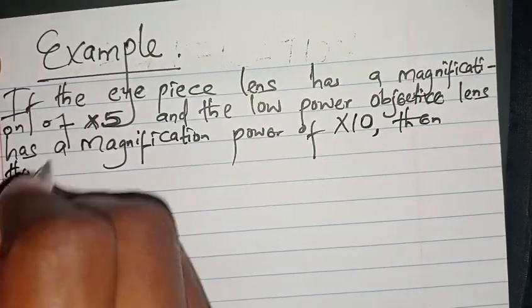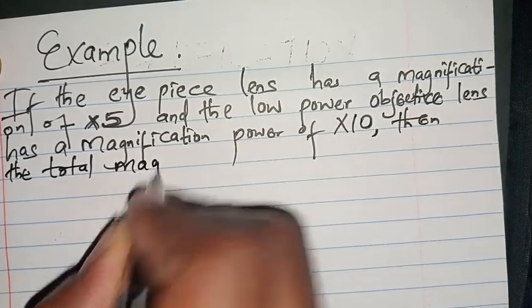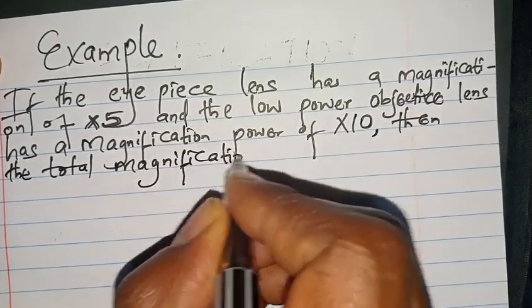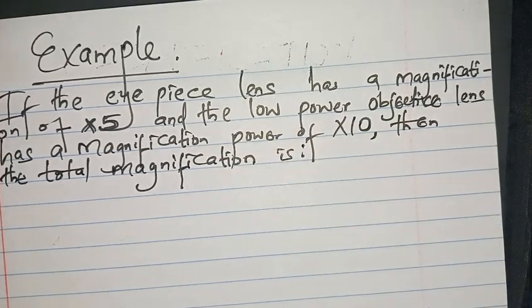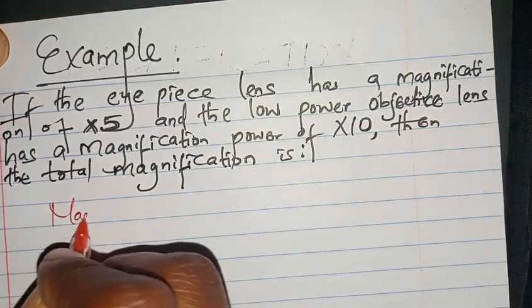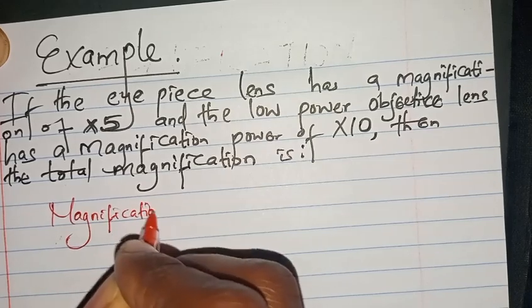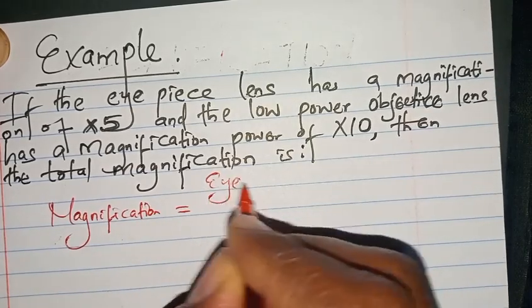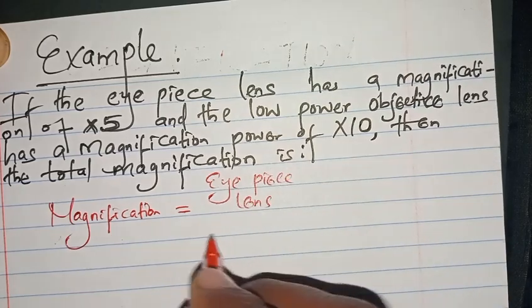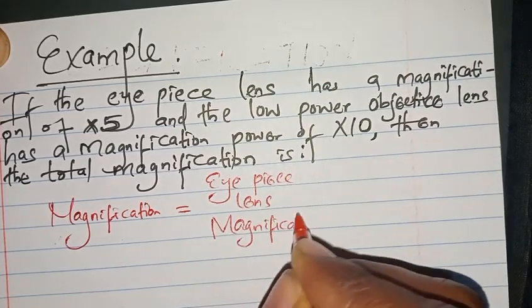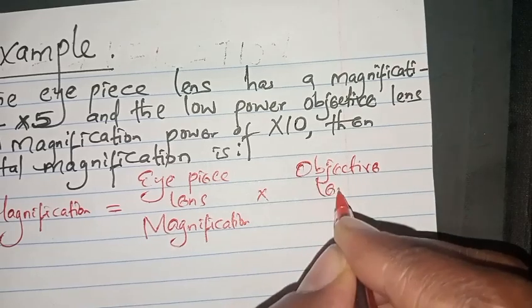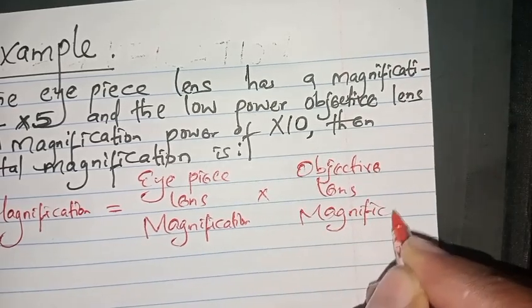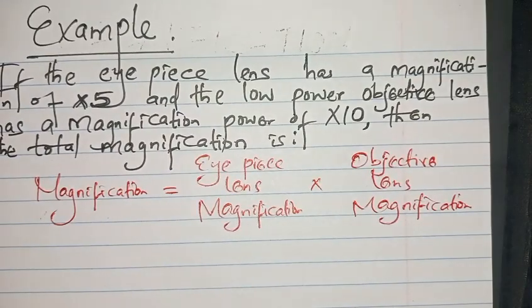then the total magnification is, we put a colon. We can use another color to illustrate this. We said magnification is equals to eyepiece lens magnification times objective lens magnification. That is a mark for correct formula.